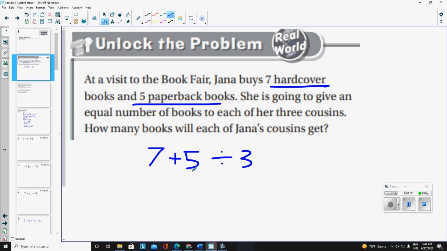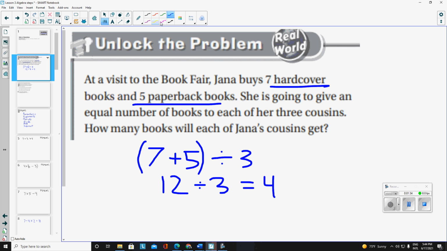Now, are you going to divide 5 by 3? No. You're going to add these up first. So you're going to have this imaginary parentheses. And it's going to be 7 plus 5, equal number, 12 divided by 3, and that's going to be 4. So each cousin is going to get 4. Okay, that was pretty easy.